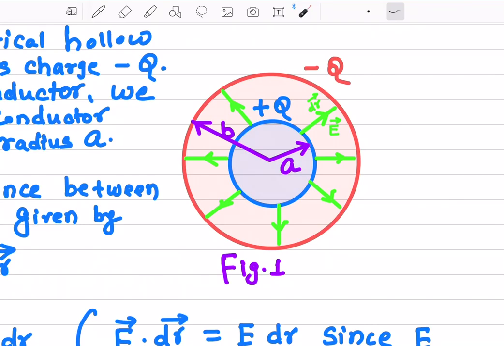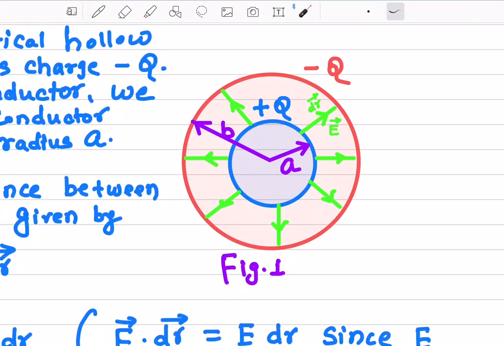As you know, the electric field is always from positive to negative, and the electric field is always perpendicular to the surface. What does that mean? That means the electric field is perpendicular to the surface and goes from the positive plate to the negative plate. And at this point, the electric field is also perpendicular to the surface here.